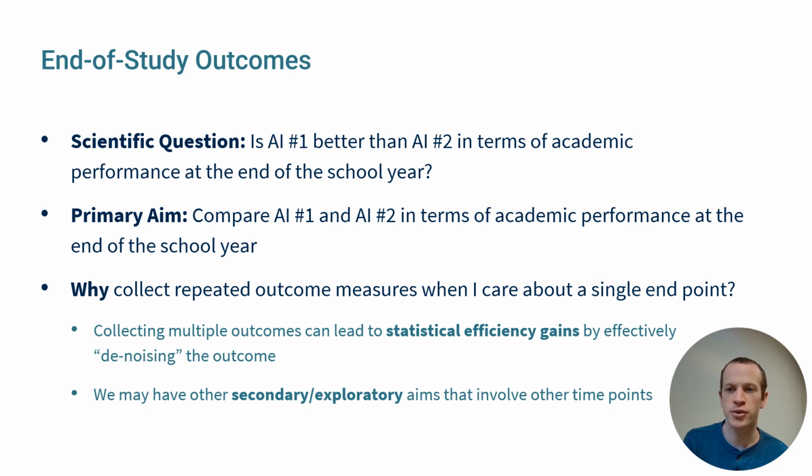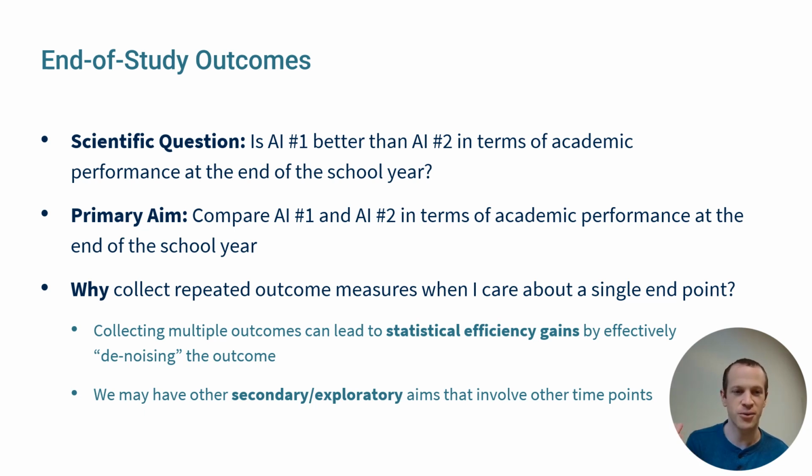We'll talk about those first two scientific questions though. We'll start with end of study outcomes. So in this case, the scientific questions look like this. Is AI1 better than AI2 in terms of academic performance at the end of the school year? So that's the question. And freezing it as an aim, it might look like this. We want to compare AI1 and AI2 in terms of academic performance at the end of the school year.